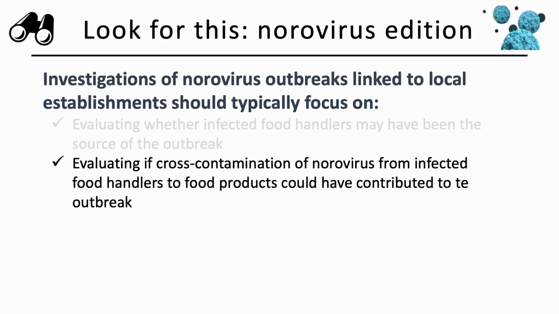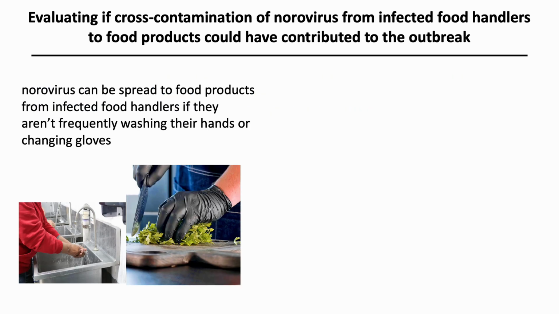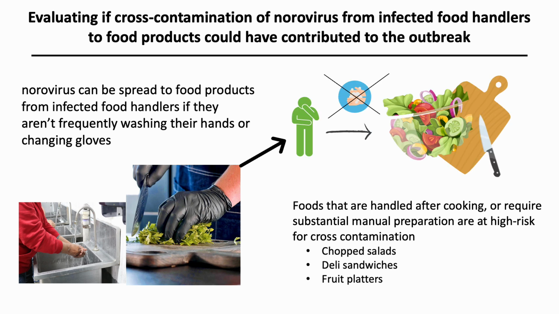Next, we will discuss how to evaluate if cross-contamination of norovirus from infected food handlers to food products could have contributed to the outbreak. It is important to note that norovirus can be spread to food products from infected food handlers if they aren't frequently washing their hands or wearing gloves. And, in particular, foods that are handled after cooking or require a lot of manual preparation, such as chopped salads, deli sandwiches, or fruit platters, are at high risk for this type of cross-contamination.